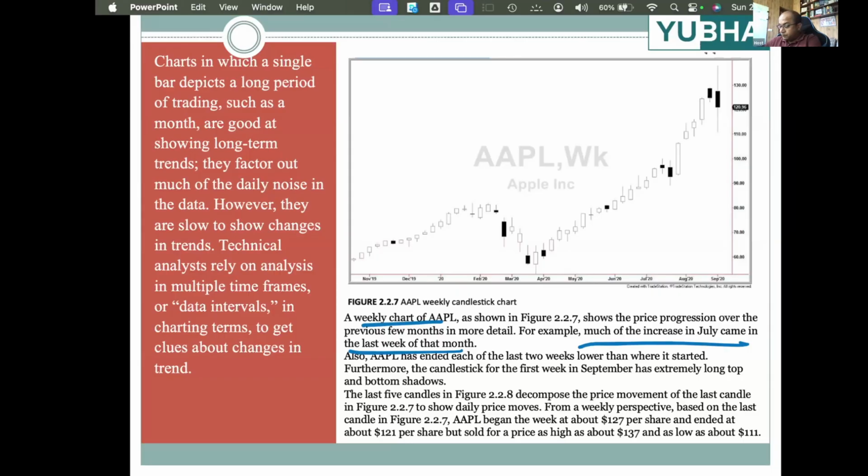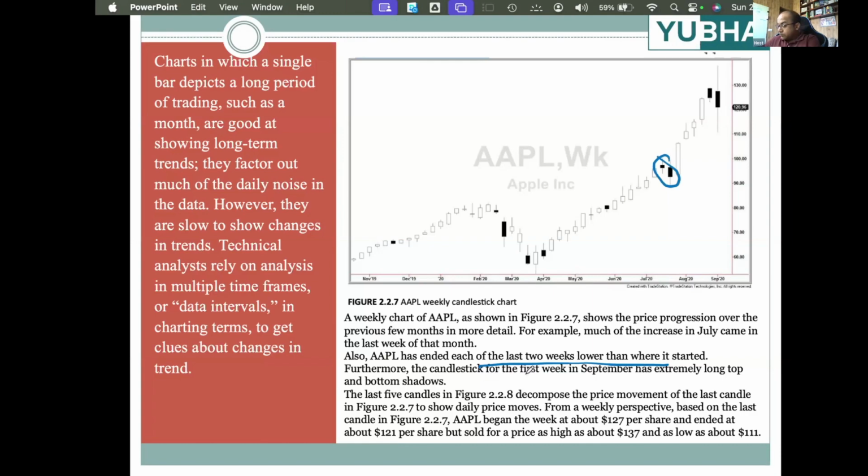So where's July over here? Over here, and then this is August. So if you actually see, this is where the maximum price movement happened. This white candle, and that's what they're saying, that while there was a large price movement in July, a lot of that happened in the last week of July, and that was the big candle over here. Now, Apple has ended each of the last 2 weeks lower from where it started. So if you look at it, these 2 weeks, it actually ended lower.